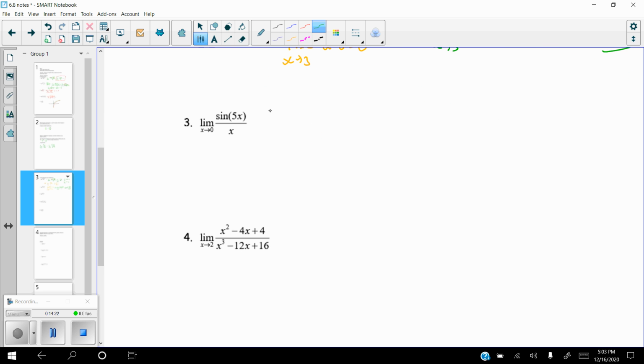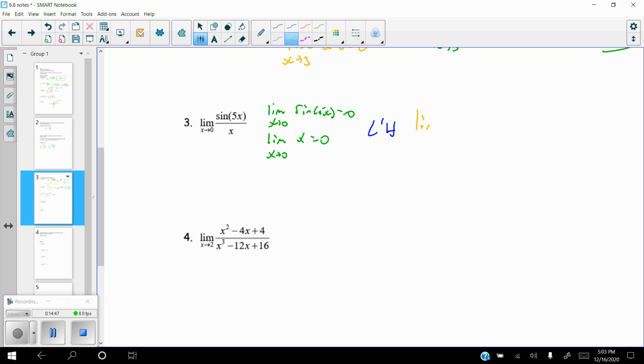Again, write out the limit as x approaches 0 of sine of 5x, which equals 0. The limit of x as x approaches 0 is also 0. Just don't write 0 over 0. Write the two limits separately. But because we did get 0 in the numerator and denominator, we're going to apply L'Hopital's rule.